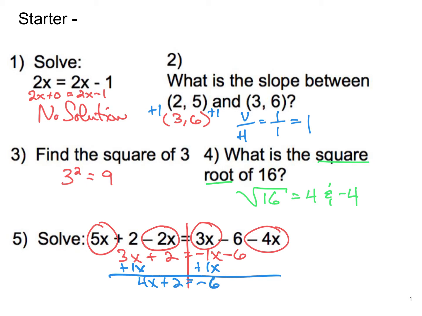The 2 wants to be on the other side with the negative 6, so we're going to subtract off 2 from both sides. So we're going to get 4x equals negative 8. Let's go ahead and divide by 4, because 4 and x are multiplying. We are going to divide, so then x is going to equal negative 2. Again, these are the type of stuff you're going to see on the RISE test and also end of level test. That's why we're doing our starters at this time.